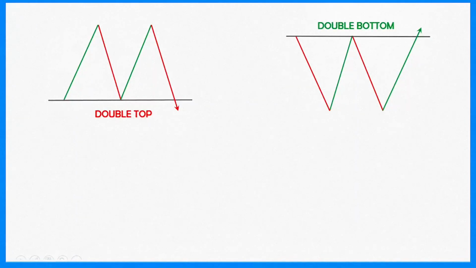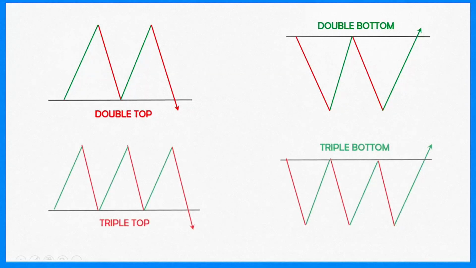If you've understood the double top and double bottom patterns properly, then the triple top is going to be a piece of cake for you, because this pattern is nothing but an extension of the double top. The logic, entry, and trade management stay the same, but this time, the pattern adds one extra layer of confirmation, a third rejection from resistance.